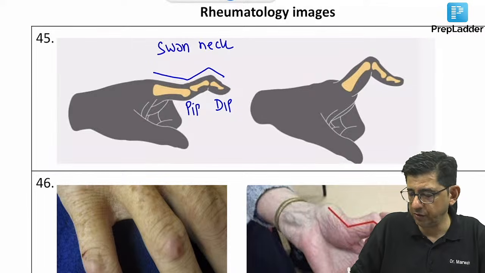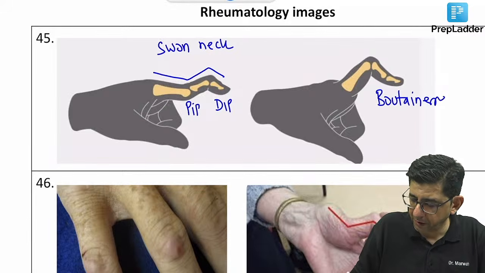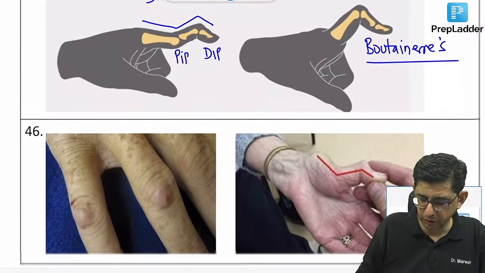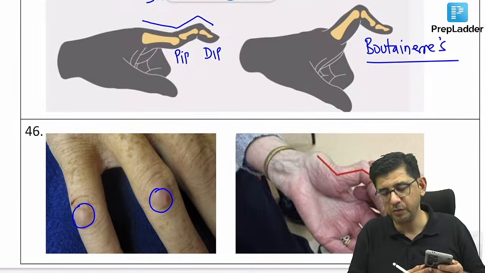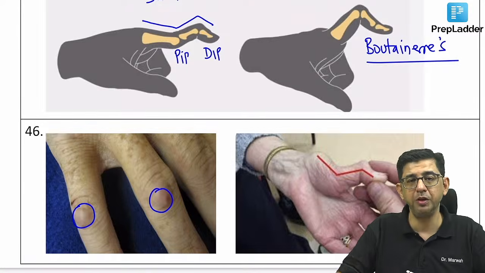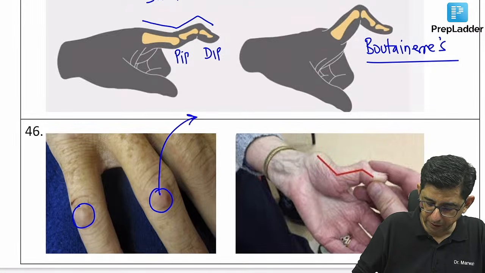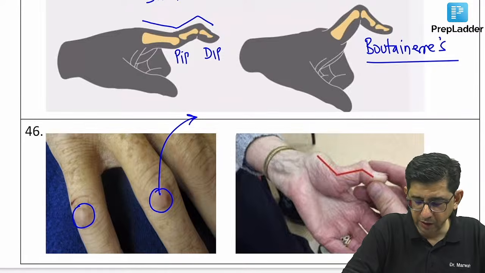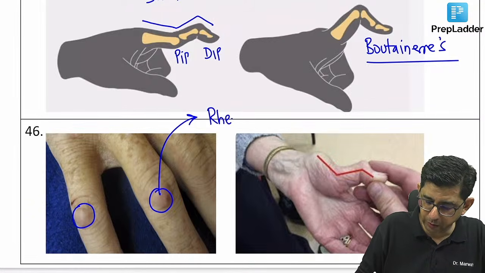Apart from the swan neck deformity, the opposite of this is what is called a boutonniere deformity. And along with this, you can also pick up the most common extra-articular manifestation of this condition. Quick comments, please. What is the commonest extra-articular manifestation that is seen in patients of rheumatoid arthritis? Yes, your answer would be rheumatoid nodules.